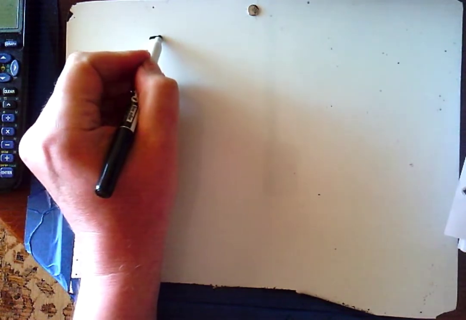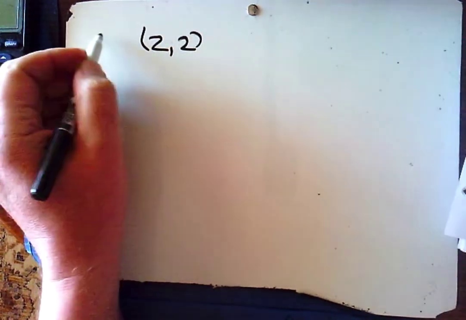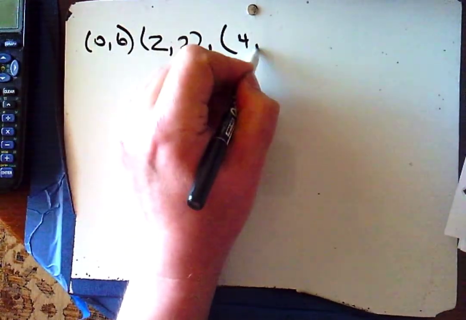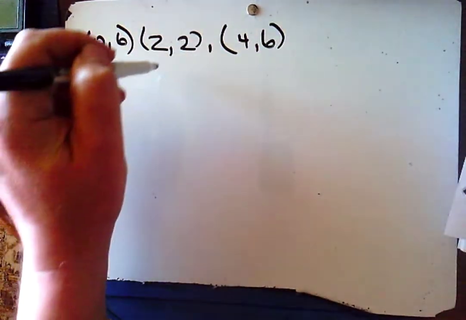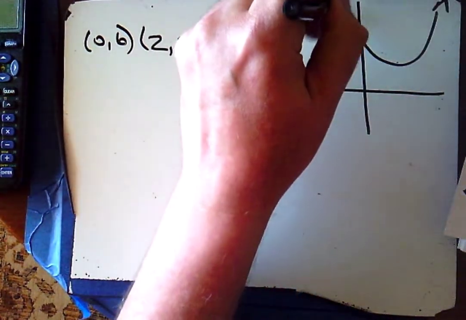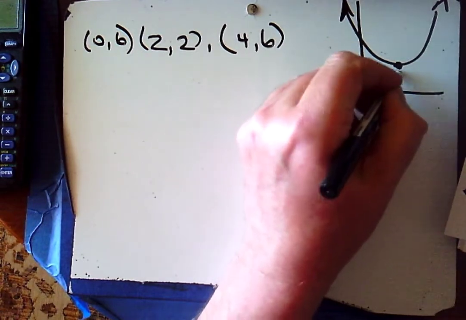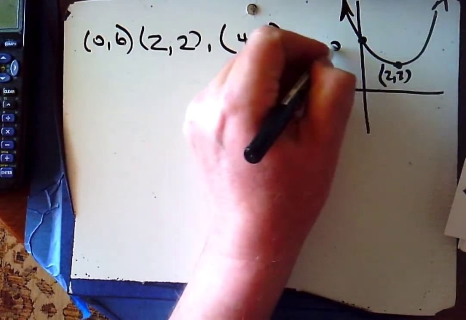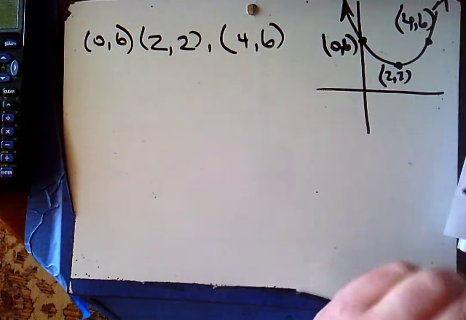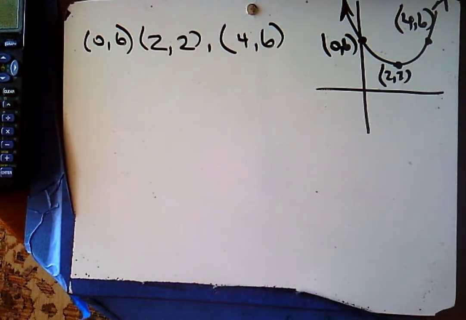Okay, I want (2, 2). I want (0, 6). And I want (4, 6). These are the points on our graph. (2, 2). (0, 6). (4, 6). So please write the equation for that parabola. Pause the video, come back when you're done or when you have questions, and we'll see what we can do.